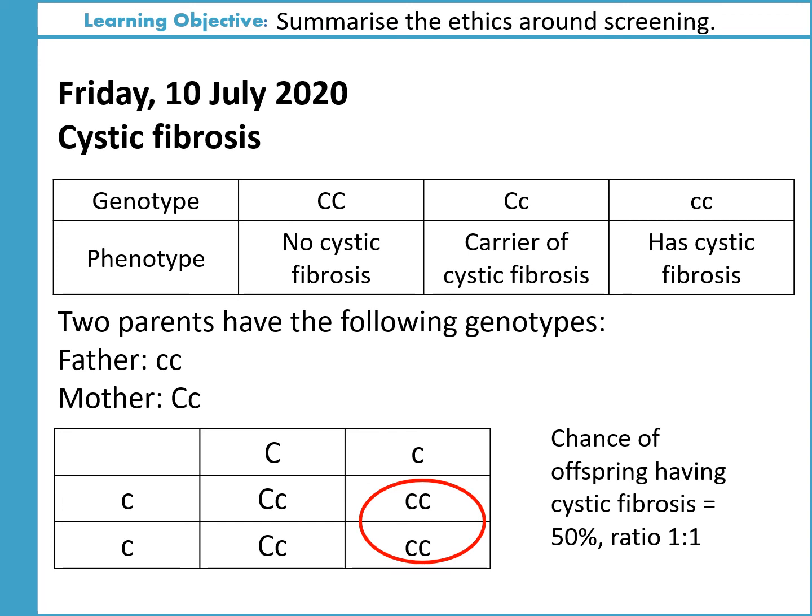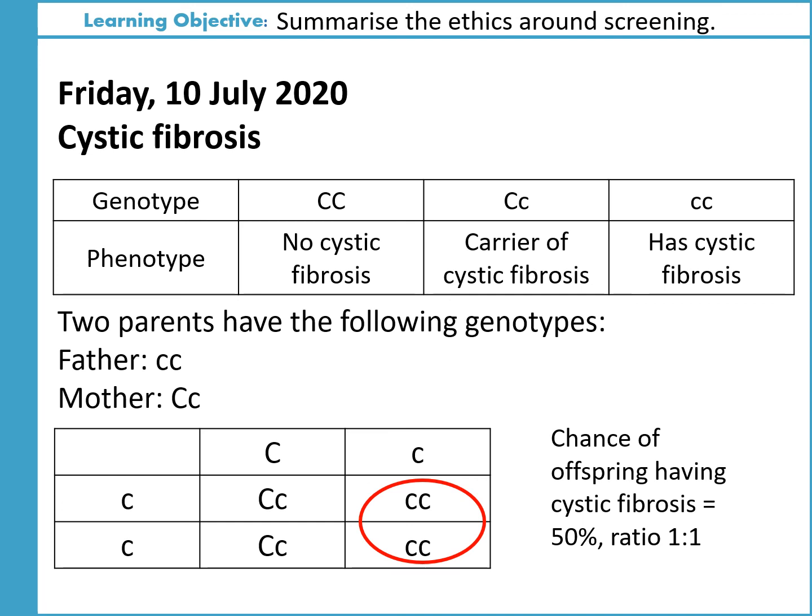And then if we look at the chance of the offspring having cystic fibrosis, you can see that 2 out of the 4 potential outcomes give individuals with cystic fibrosis. So that means we have a 50% chance of the offspring having cystic fibrosis, or we could say that it's a ratio of 1 to 1 because we've got 2 that have cystic fibrosis and 2 that do not have cystic fibrosis. Okay, so 2 to 2 is reduced to 1 to 1.